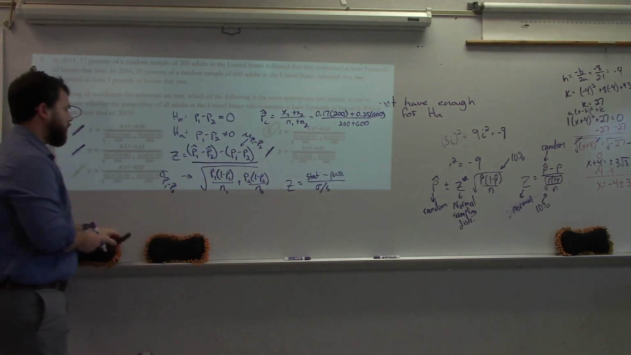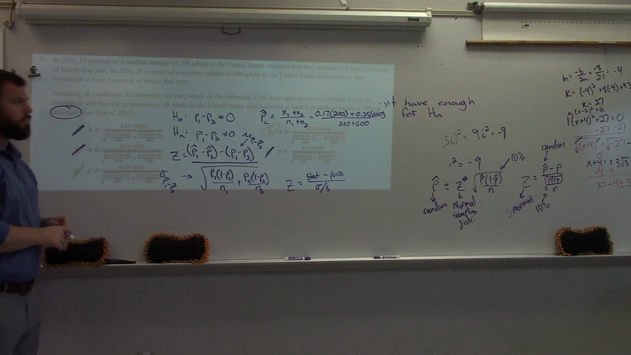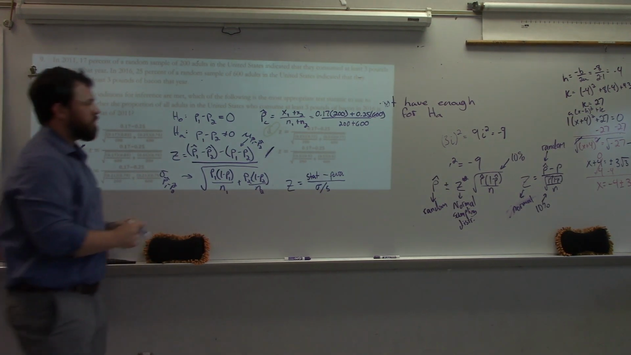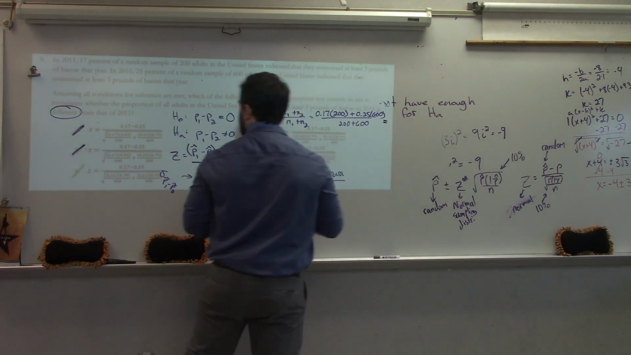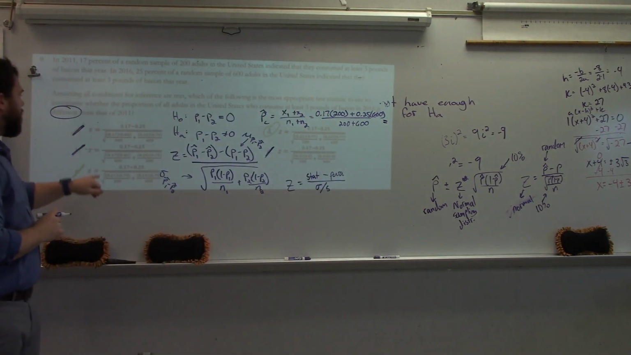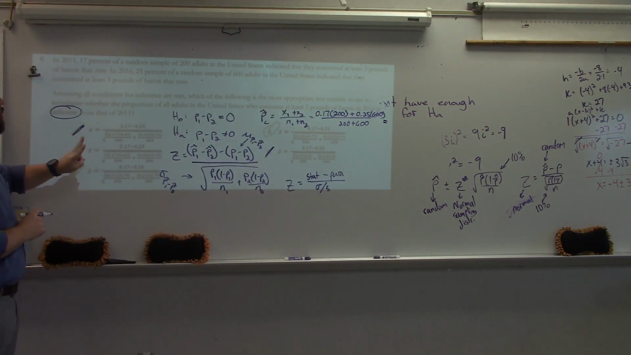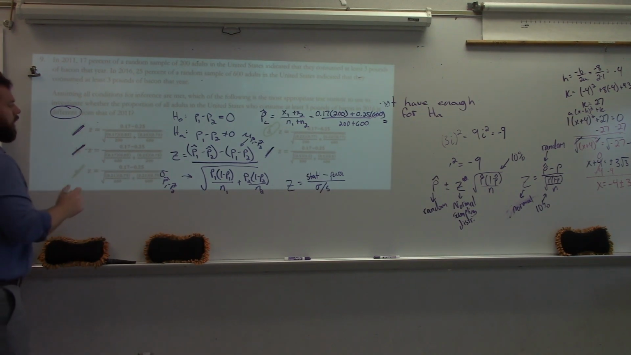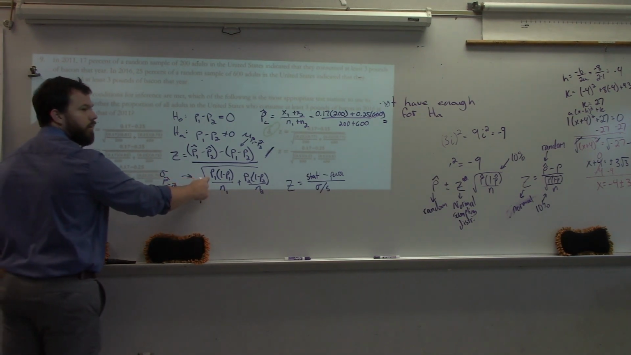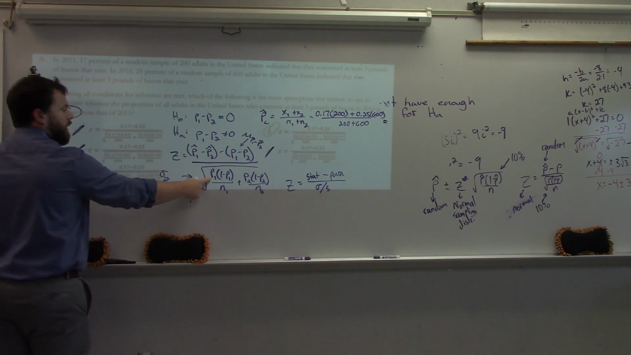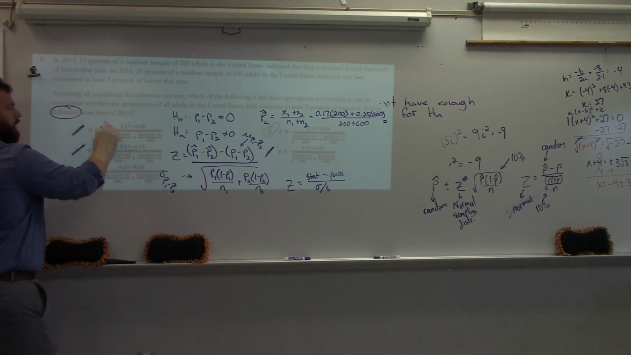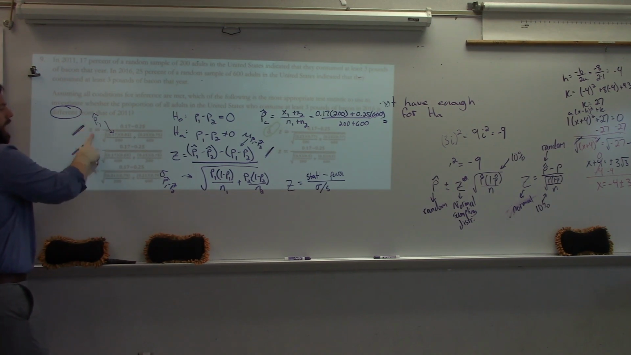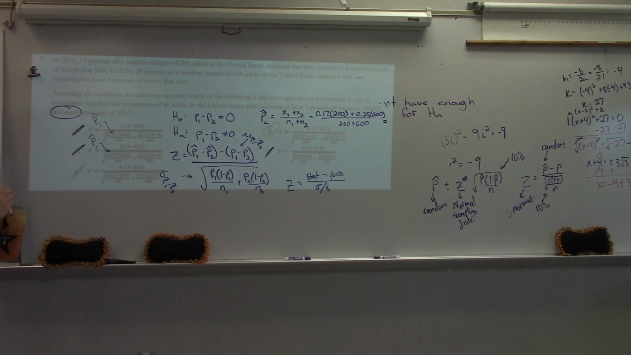That combined proportion. Yes? I'm so sorry, but I did not hear why it wasn't B. Because, so there's actually two reasons. First off, we don't have P1, right? And that is P1 hat. We only use P1 hat when we're dealing with confidence intervals, because we don't have a population proportion, right?